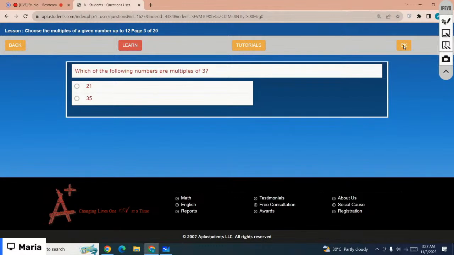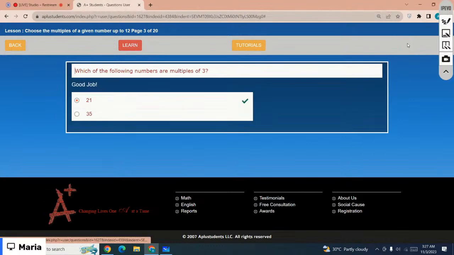Yes, that is 3 times 7 is 21. 3 times no number is 35, right? 3 times 7 is 21.